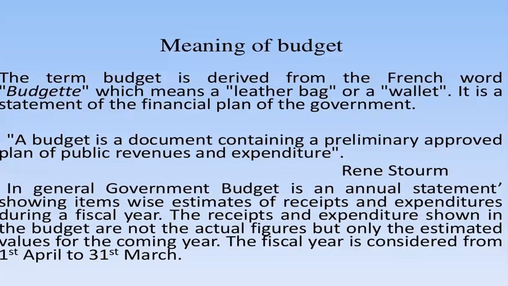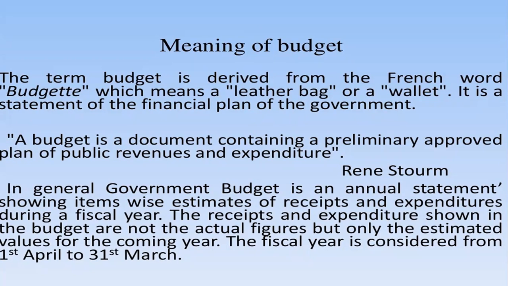These are the main objectives of this chapter. First of all, we will go through the meaning of the budget. What is meant by budget? Actually, the term budget is derived from the French word budgeting, which means the leather bag or a wallet. It is a statement of the financial plan of the government. Renew Astronomy said that a budget is a document containing a preliminary approved plan of the public revenue and expenditure.